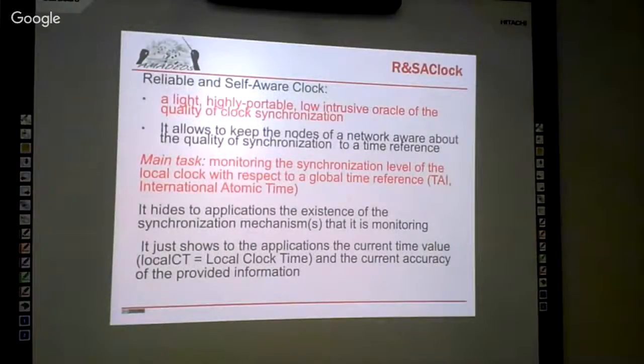Reliable and self-aware clock. Well, we monitor the synchronization level of the local clock with respect to the global time reference. And when there are deviations, there is a statistical method which tries to guess which will be the next value after having observed the series. So anytime there is a synchronization, we compute the offset between the local clock and TAI. And if things are smooth, we can provide stronger confidence. If there are variations in this offset, then we become conservative and we provide, let's say, a larger interval for confidence.